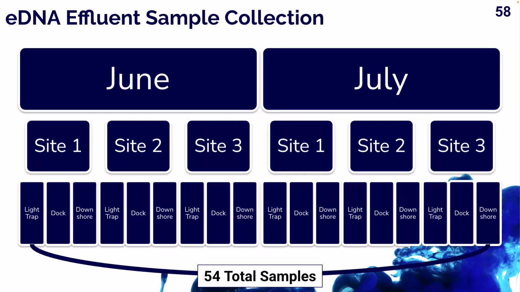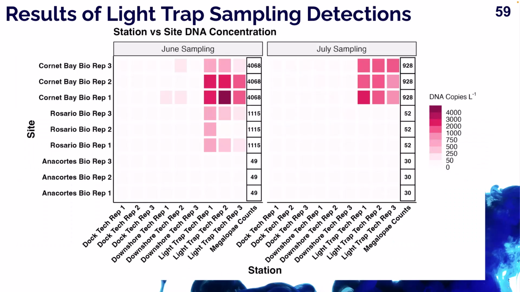So just looking at the light trap and its detections overall, for this graph, for the y-axis, I have my different sites, so the Anacortes, Rosario, and the Cornet Bay, and the stations at the bottom of the dock, downshore, and light trap, along with the megalopy counts to kind of put into context these detections. And we're seeing that for our June sampling, we have detections at that Cornet Bay, downshore, and the light traps, and also that Rosario light trap as well, but we're also seeing high variability between the replicates. And with the July sampling, we're only seeing detections at that Cornet Bay light trap.